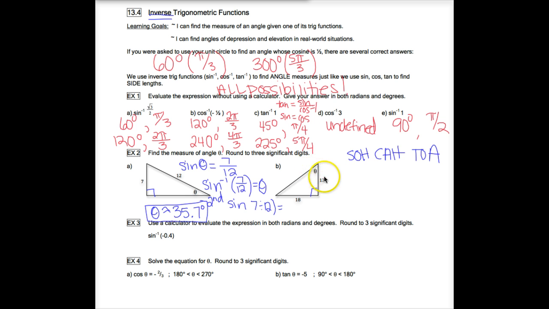So in relationship to theta here, the 13 is the adjacent, the 18 is the opposite. So opposite and adjacent means I'm using tangent. So the tangent of theta equals opposite, which is 18, over adjacent, which is 13. I'm looking for the angle, so that means I need to do the inverse tangent of 18 over 13 to find my theta. So press second tangent, 18 divided by 13, close the parenthesis, press enter, and hopefully you get 54.2 degrees.